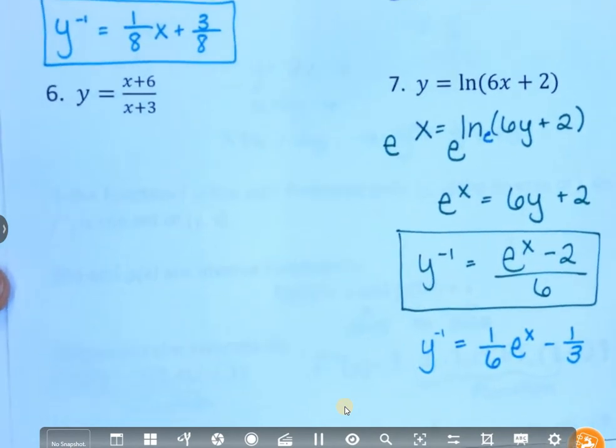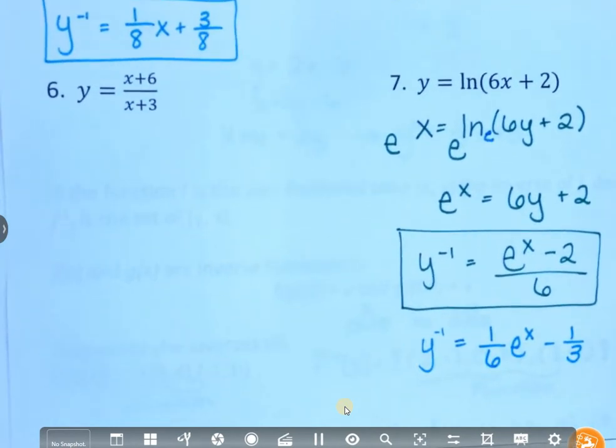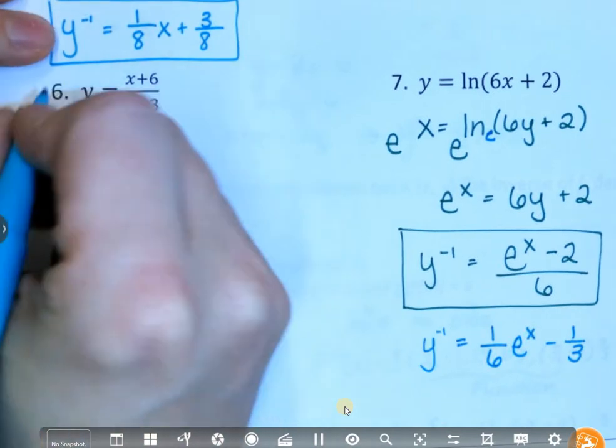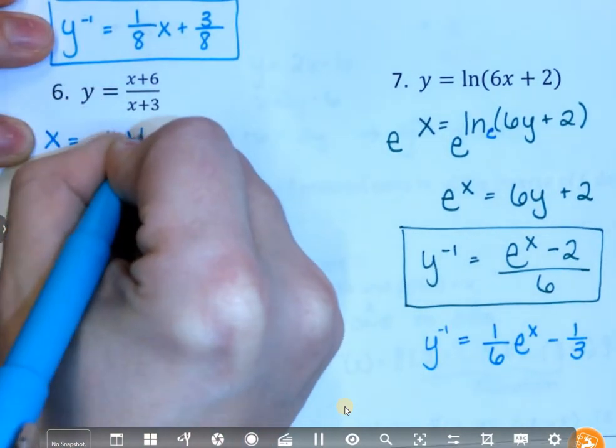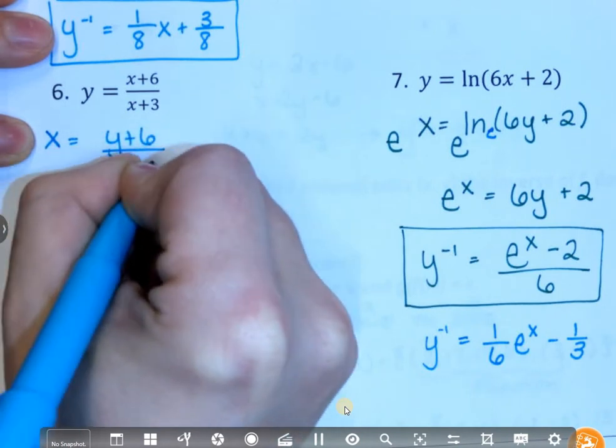Okay, 6 to me, that guy is the trickiest one. Well, we know what the first step is. What's the first step? Switch the x and y. So that means I will have x is y plus 6 over y plus 3.